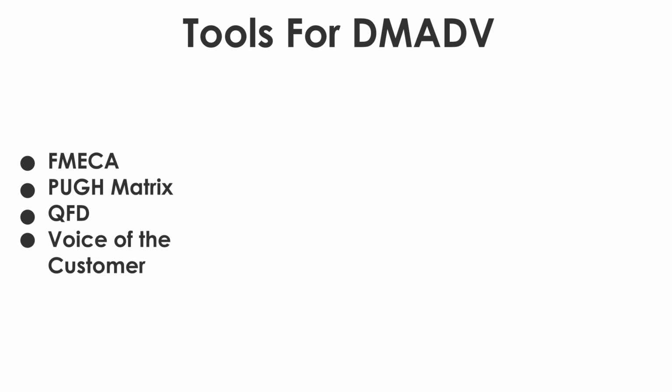To achieve this, Design for Six Sigma has a number of tools available for use. Much of these are the same for standard Six Sigma, such as QFD, design of experiments, process capability analysis. In addition to these, there are also the design-specific tools employed, such as FMECA, Pugh Matrix, QFD, and Voice of the Customer.